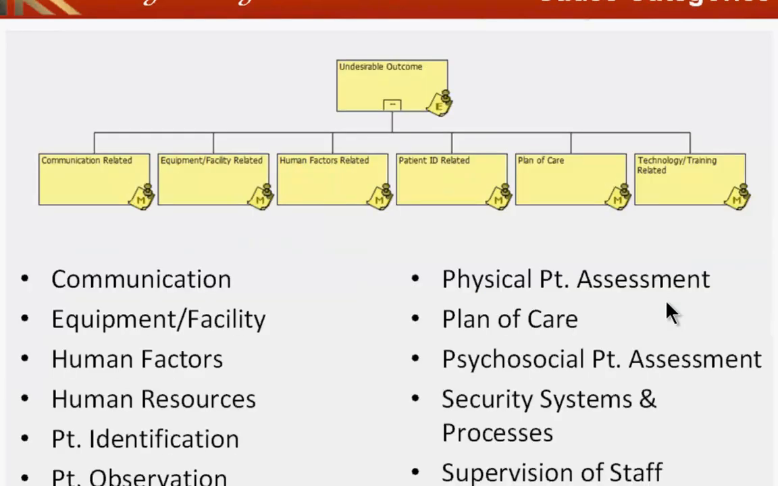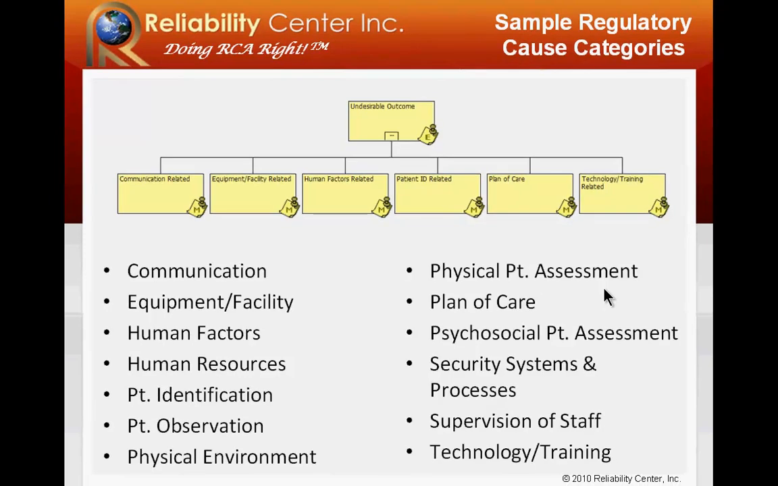And then there's a population that uses the regulatory cause category approach, where we have the event, which is our undesirable outcome, and then we choose category sets based on the nature of the failure. Some common category sets: communication, equipment/facility, human factors, human resources, patient ID, patient observation, physical environment, physical patient assessment, plan of care, psychosocial patient assessment, security systems and processes, supervision of staff, and technology/training.